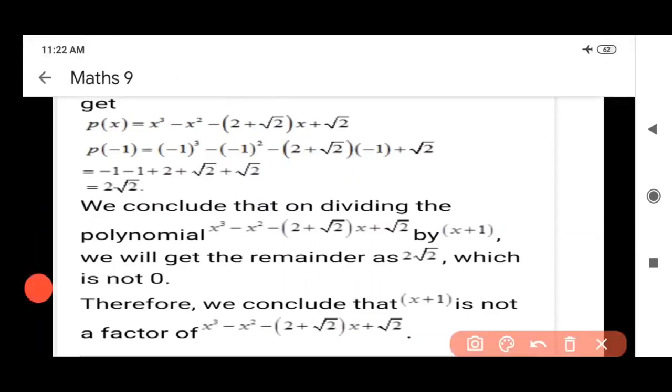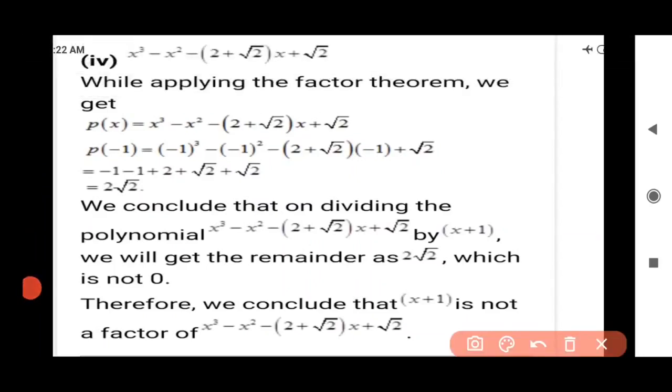we get p of x, the given polynomial, p of x is x cube minus x squared minus (2 plus root 2)x plus root 2. Put x equal to minus 1: minus 1 cube minus minus 1 squared minus (2 plus root 2) into minus 1 plus root 2.